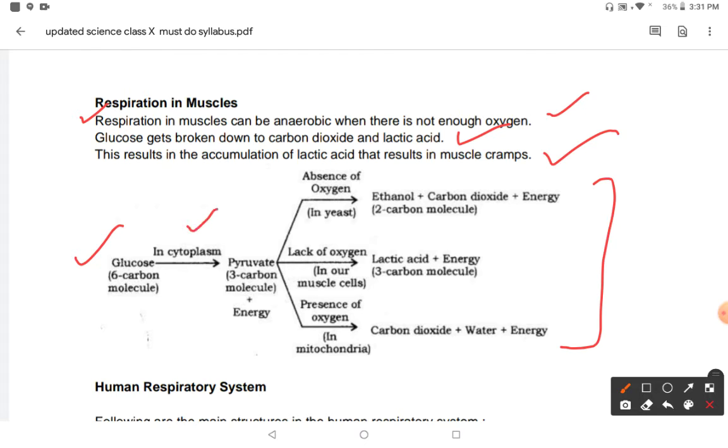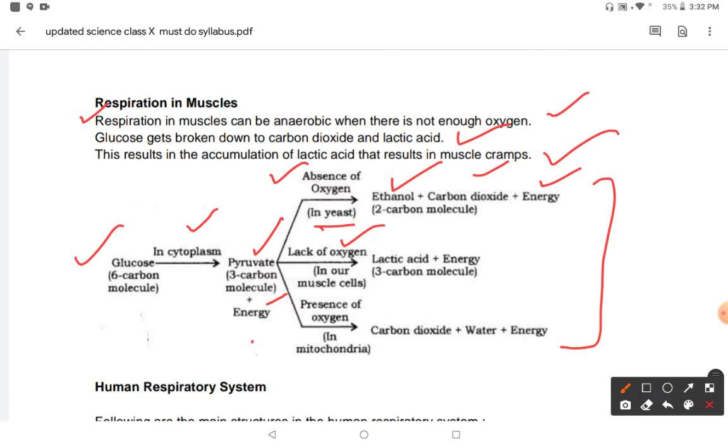Now you have to remember this diagram: the glucose having 6 carbons, and this process takes place in the cytoplasm, and the 6 carbons are divided into 3-carbon pyruvate and some energy. Now this process takes place in 3 forms. First of all, absence of oxygen, which occurs in yeast, and this pyruvate is converted into ethanol, carbon dioxide and energy. Second is lack of oxygen in our muscles.